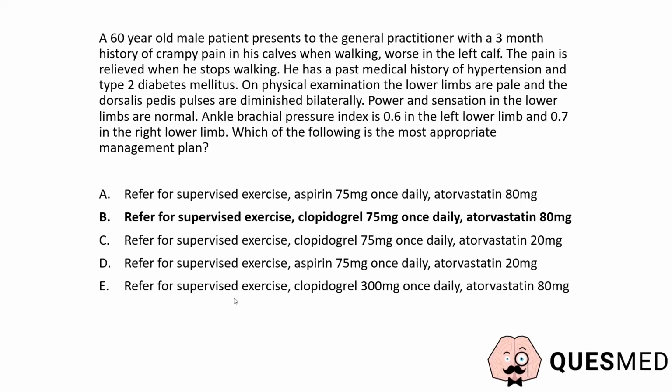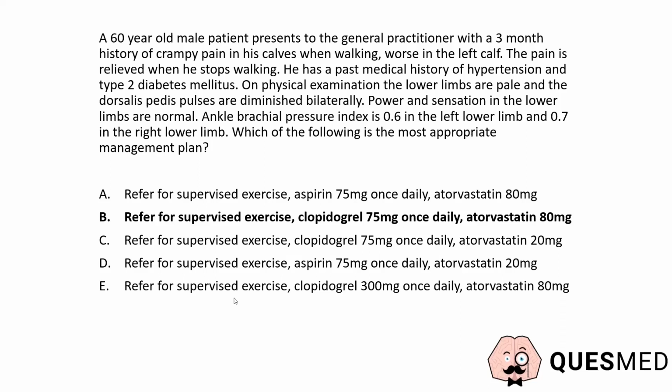Okay, so the correct answer for this was B. Refer for supervised exercise program, clopidogrel 75 milligrams once a day, and atorvastatin 80 milligrams. And what I'll do is I'll try to explain why this is the right answer. So we know that this patient has presented with clinical features consistent with chronic leg ischemia. These patients need to be considered for 2 hours of supervised exercise per week for 12 weeks, approximately 3 months.